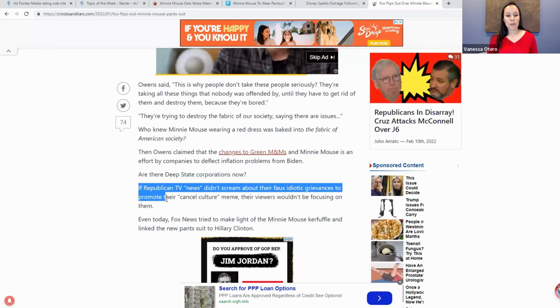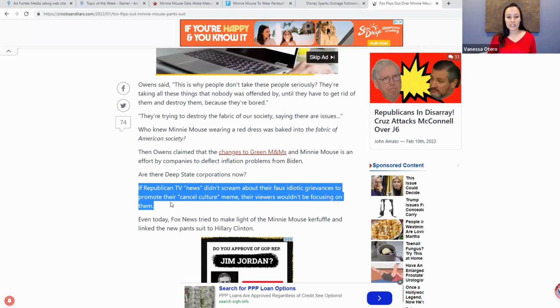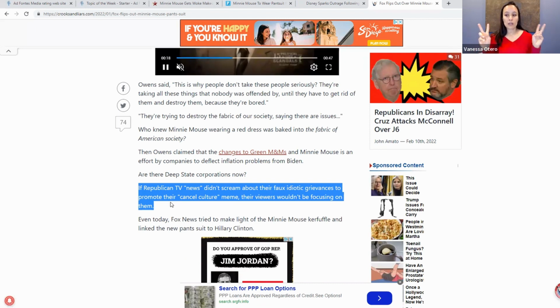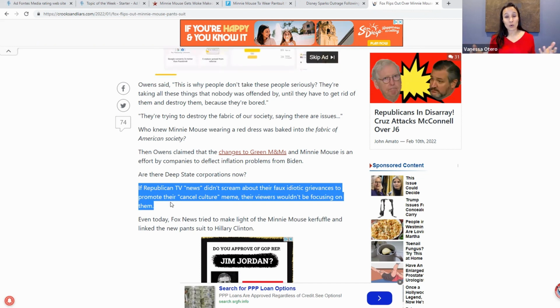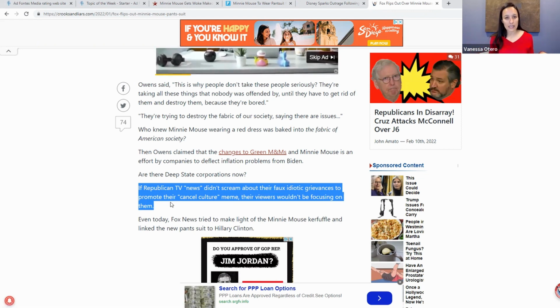So then they say if Republican TV news didn't scream about their faux idiotic grievances to promote their cancel culture meme, their viewers wouldn't be focusing on them, right? So it's just a lot of generalizations, opinion statements saying that Republican news isn't really news. They're screaming. They have idiotic grievances that are fake and they're doing it to drive viewers, right? So again, these are opinion statements. Are they supported by facts? Sure, they could find facts to support those conclusions, but they're just kind of throwing out the opinion statement as is. So we call that opinion rather than analysis.